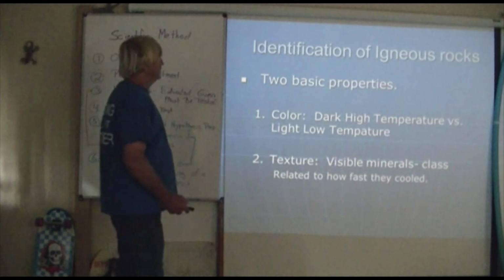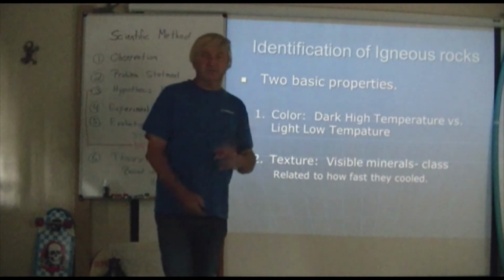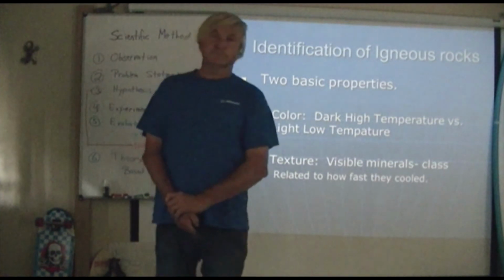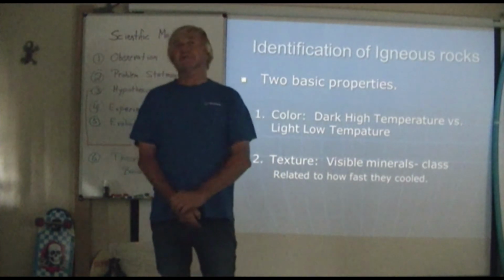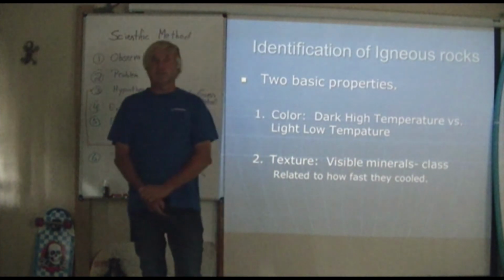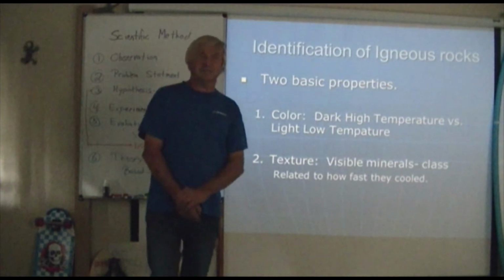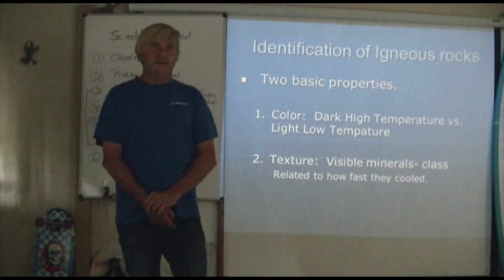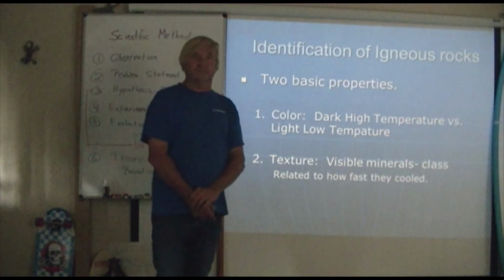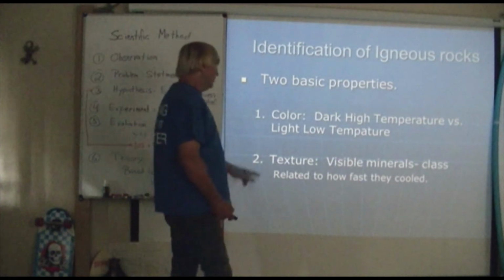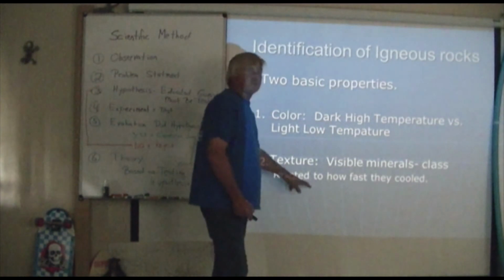So to identify igneous rocks, we look at two properties. We look at color, dark or light or intermediate, and we look at texture. So when you identify igneous rocks, you look at two aspects: color and texture. So what is texture? Visible minerals or non-visible minerals.